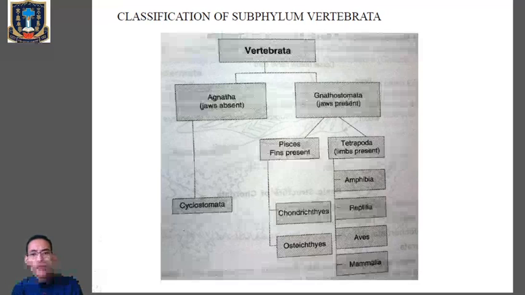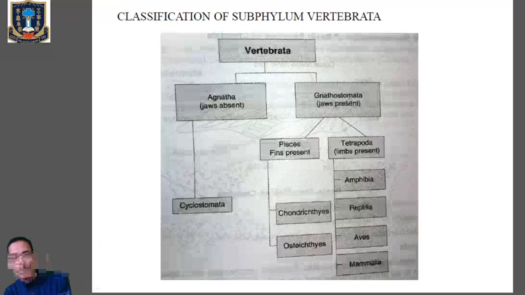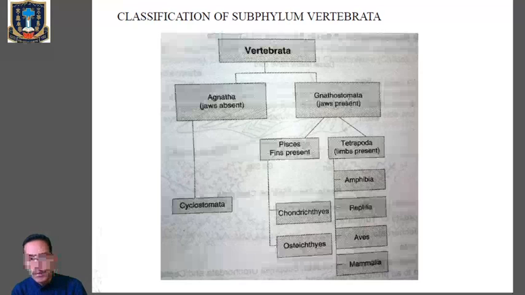When we look into the subphylum Vertebrata, it is divided into two superclasses, we can say groups also. One is Agnatha, without the jaw, and number 2 is Gnathostomata, which bears the jaw in their mouth. Agnatha is divided into the class Cyclostomata, and Gnathostomata is divided into two subclasses, we can say Pisces, which bears the fin, and the Tetrapoda, which bear the limbs. Pisces is further divided into Chondrichthyes and Osteichthyes, and Tetrapoda is divided into Amphibia, Reptilia, Aves and Mammalia. So this is the classification of subphylum Vertebrata.